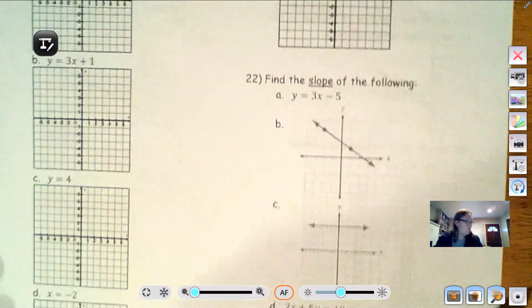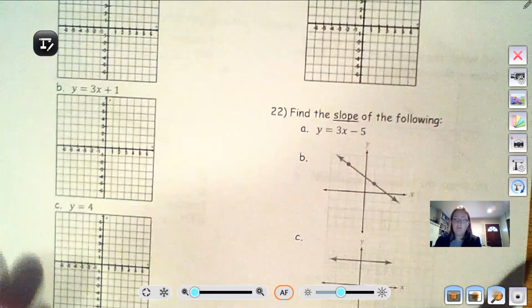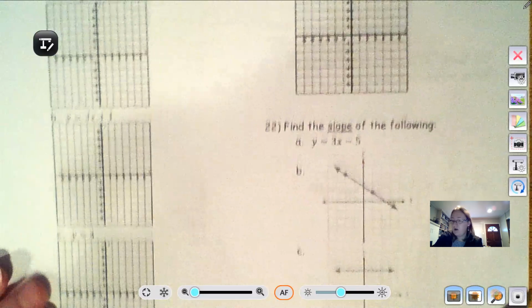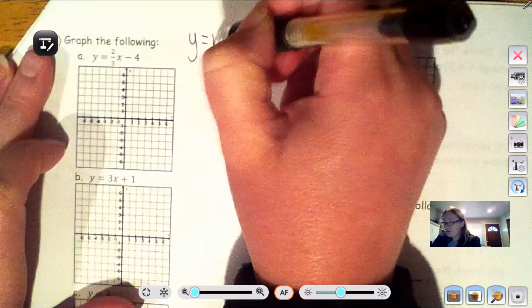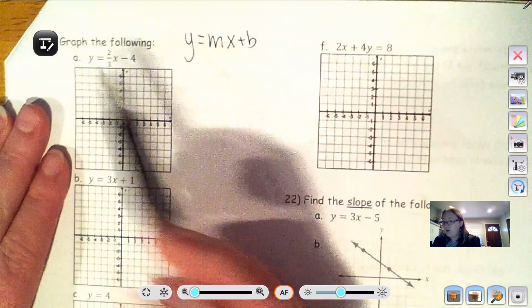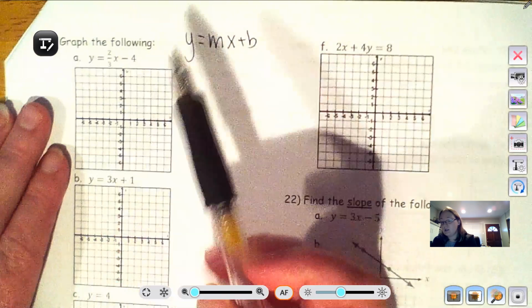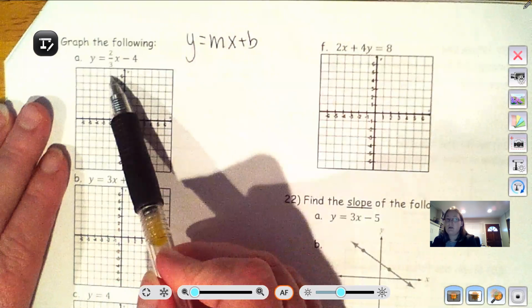Okay, then there's some graphing. It's nice if it's in y equals mx plus b form, slope-intercept form. You might be given an equation like this and asked, what is the slope? 2/3. What is the y-intercept? Negative 4.